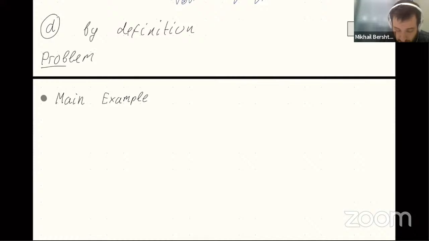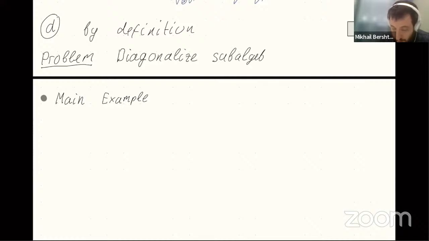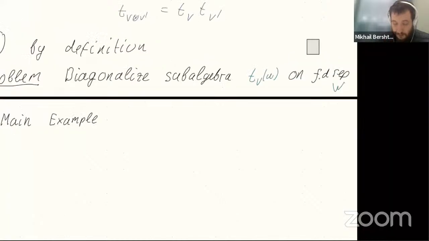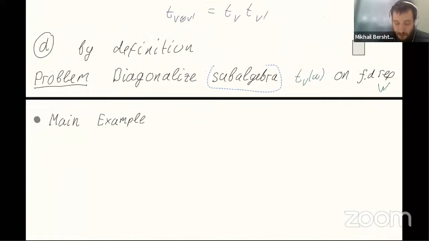Diagonalize the subalgebra, which consists of the elements which I just constructed, T of V and U, on some finite dimensional representation W. We have a commutative algebra, so the natural question is its diagonalization.